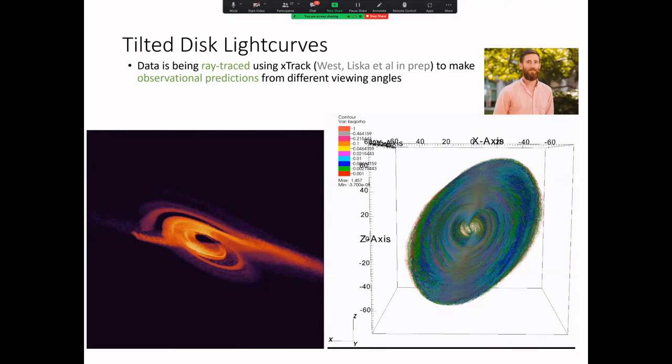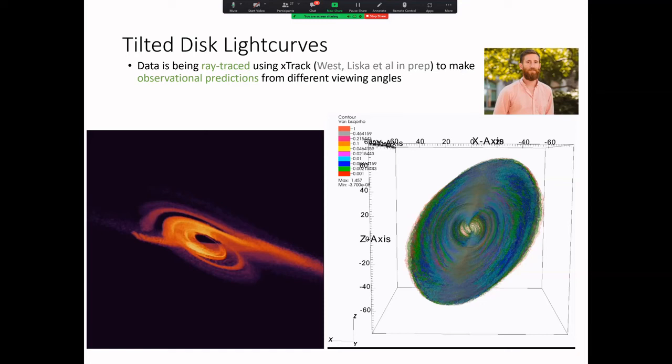So the next step of this is really shooting rays. So using ray tracing to make self-consistent light curves of these simulations. This is done by a collaborator of mine, Andrew West, at Washington University in St. Louis. He's part of Henrik Krafczynski's group. They have essentially taken the data of my simulations and ray traced it. On the bottom, you see such a ray traced image together with, again, a volume rendering of the density contours.